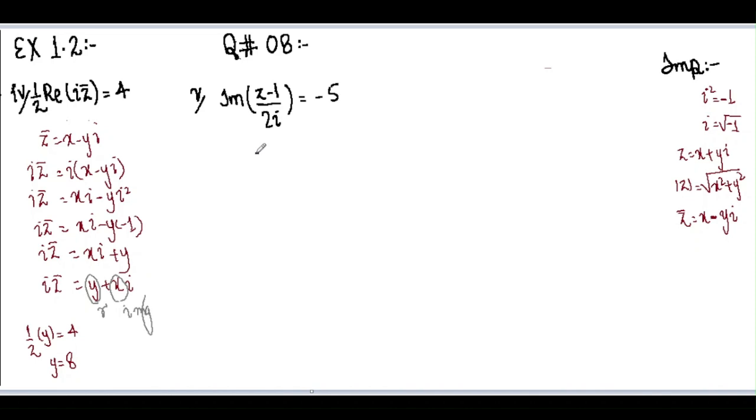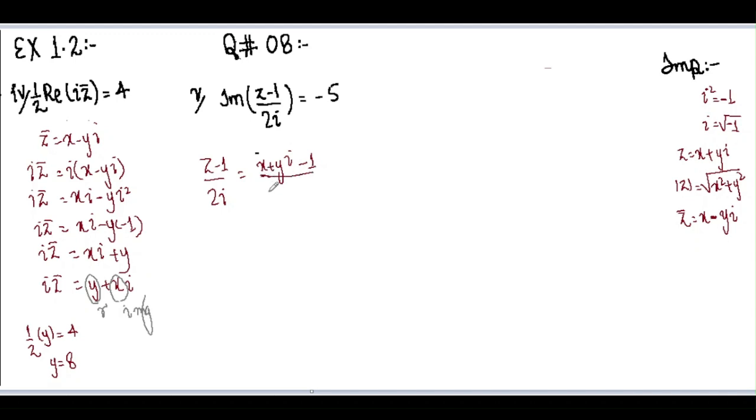Now we are going to start part number 5. I have written it over here. It says imaginary part of z minus 1 divided by 2 iota equals minus 5. So first of all, we are going to find z minus 1 divided by 2 iota. The value of z is given in the question. It is, yes, x plus y iota. And okay, putting it over here, z minus 1 divided by 2 iota equals x plus y iota minus 1 divided by 2 iota.